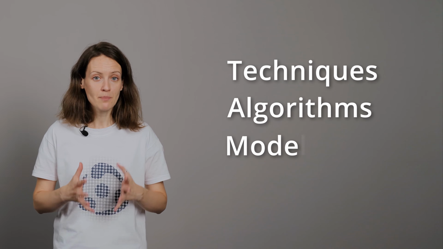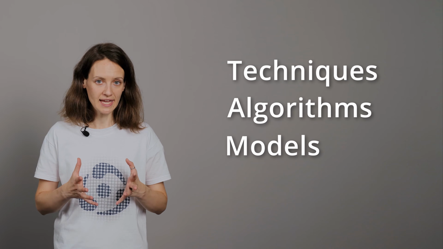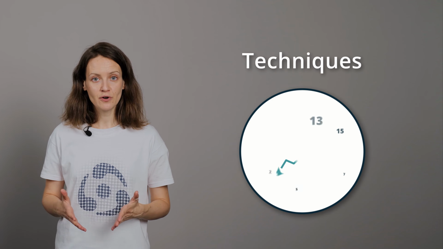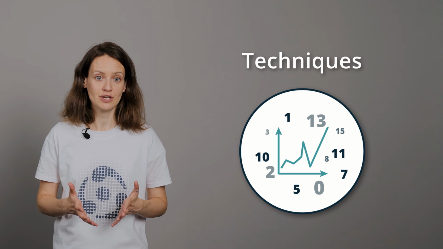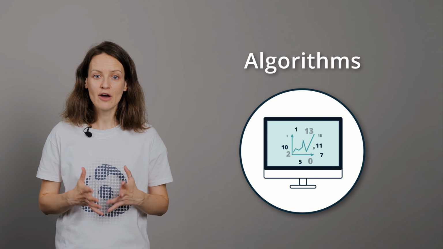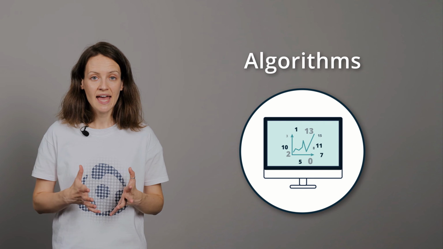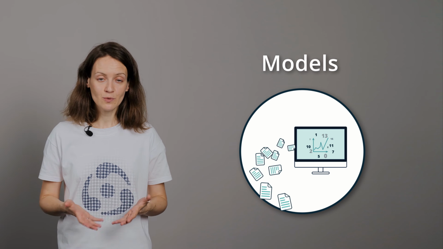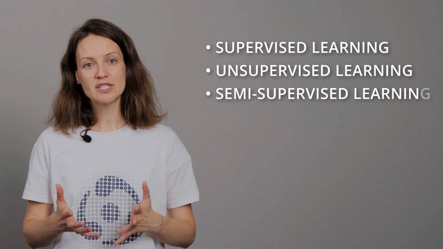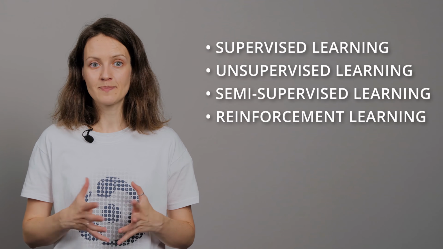In the field of machine learning, techniques, algorithms, and models are three different but related terms. Techniques refer to mathematical representations and methods adapted to machine learning. Algorithms define how these representations are treated, and finally, the notion of a model refers to an algorithm trained with training data. The four major types of machine learning are supervised, unsupervised, semi-supervised, and reinforcement learning.